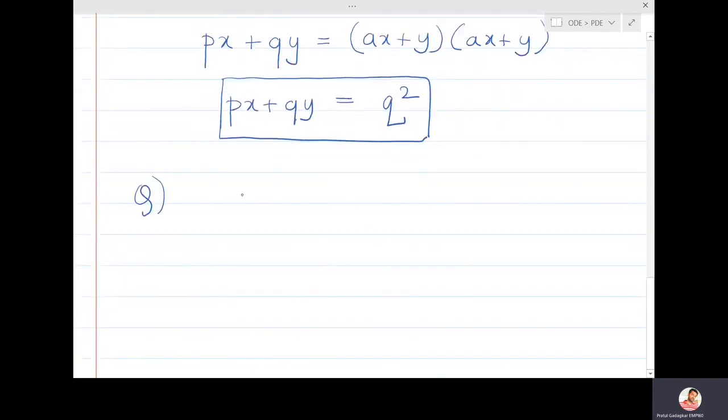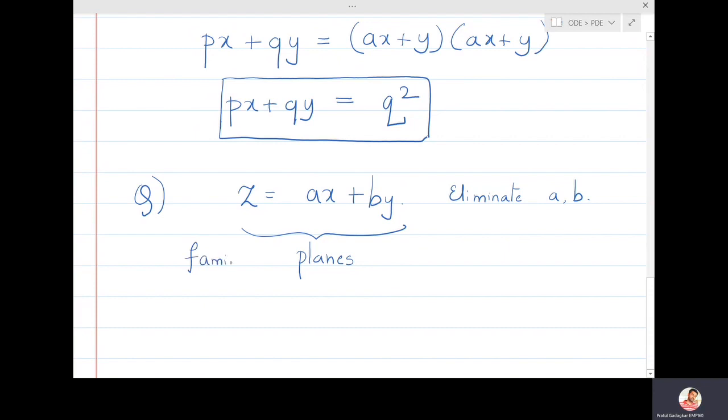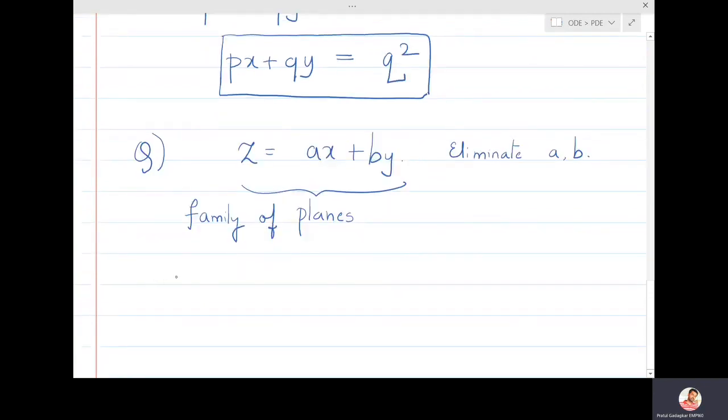Suppose I take z equal to ax plus by and I want to eliminate a and b from this equation. Clearly this is the equation of a plane, and as a and b change, we get different planes. So this equation represents a family of planes. Let us now see how the partial differential equation is found.